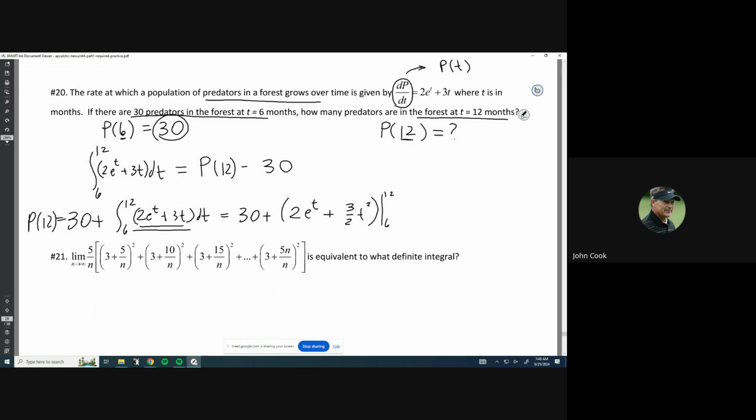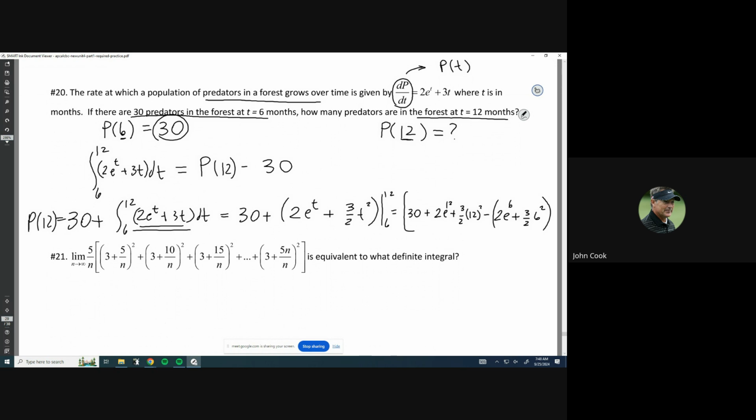All right, so that's the last part. I just have to plug those numbers in. Here's what I get. 30 plus, and if I plug in 12, it's going to be 2e to the 12th plus 3/2 times 12 squared. And then minus, now I'm going to plug in 6. I'm going to put parentheses around it because I need to subtract the whole thing. 2e to the 6th power plus 3 over 2 times 6 to the 2nd power. And then that's my answer.